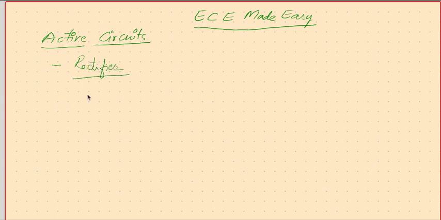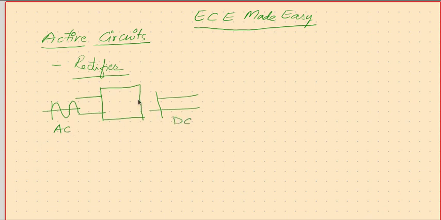A rectifier is a circuit which, when applied alternating current, is going to produce us a direct current. So the input to the rectifier is AC and the output is DC. That's what we are expecting from a rectifier circuit.